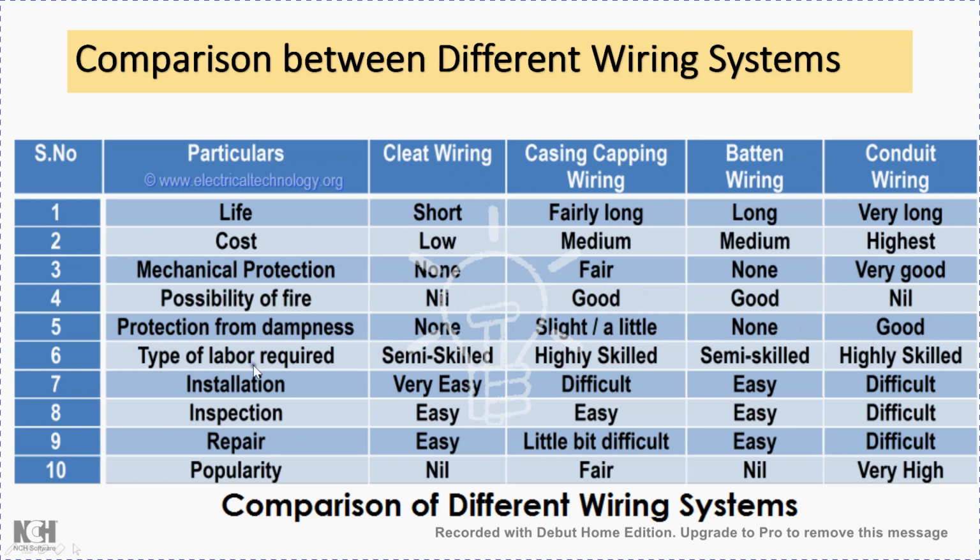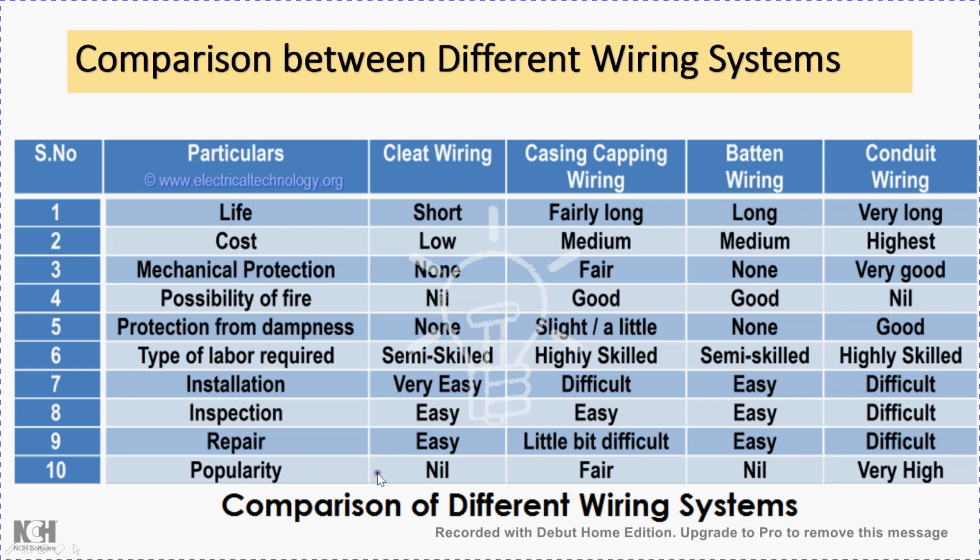Okay, then type of labor required: here semi-skilled, highly skilled, semi-skilled, and in conduit again highly skilled. Installation: very easy, difficult, easy and difficult. Inspection: easy, and in conduit it is difficult. Repair is very easy, a little bit difficult, then easy, and then difficult.